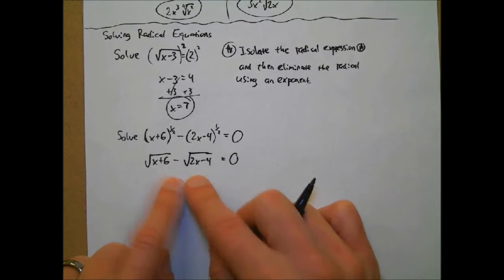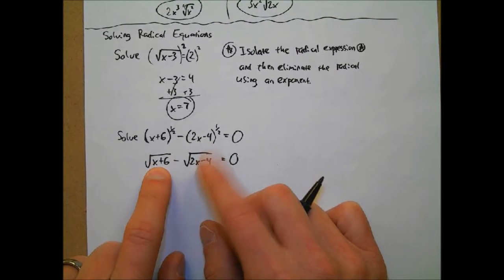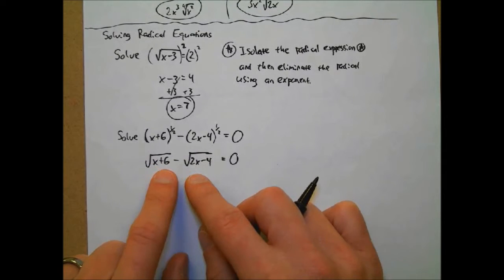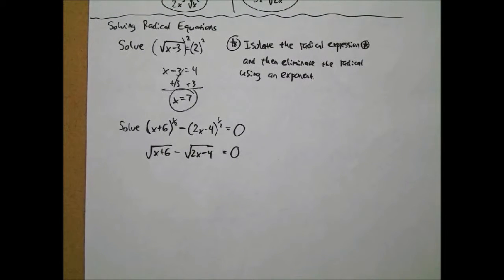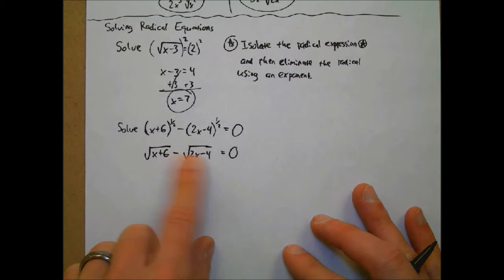They're not like terms. This is a root x plus 6. This is a root 2x minus 4. So I can't subtract. They're not like terms. So we have to leave them kind of separate like this. But we're still going to isolate these square roots, because right now they're not by themselves. This square root is with this square root, and this square root is with this square root. So I have to isolate them.